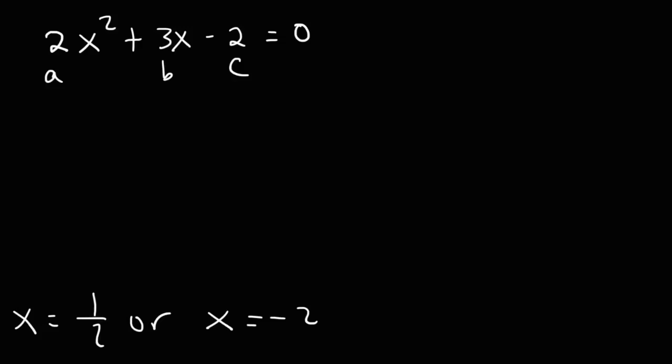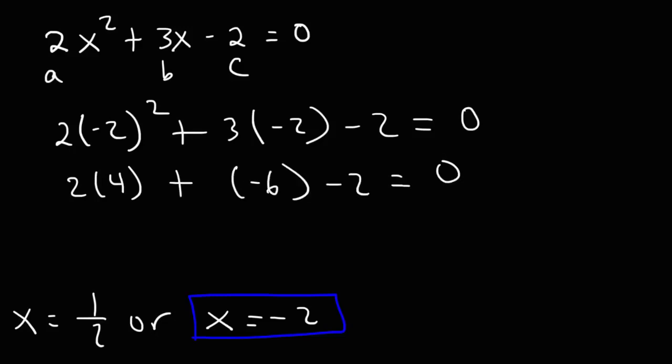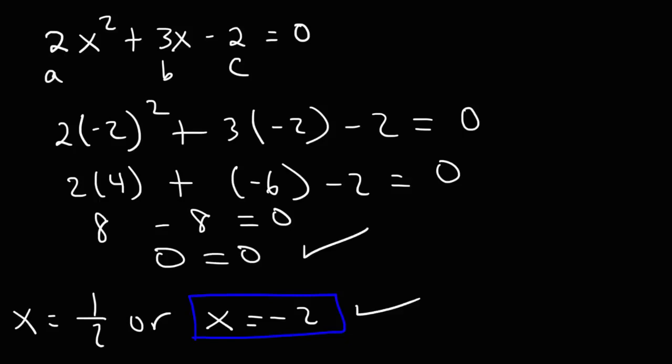Now, if you want to check your answer, you can plug it in. Let's plug in negative 2 into this equation. So we have 2 times negative 2 squared plus 3 times negative 2 minus 2. Let's see if that equals 0. Negative 2 squared is negative 2 times negative 2, which is 4. 3 times negative 2 is negative 6. Now 2 times 4 is 8. Negative 6 minus 2 is negative 8. 8 minus 8 is 0. So we know that this answer works. And you could try the other one too. That's going to work as well. But now let's move on to our next example.